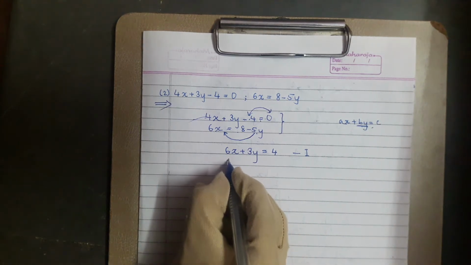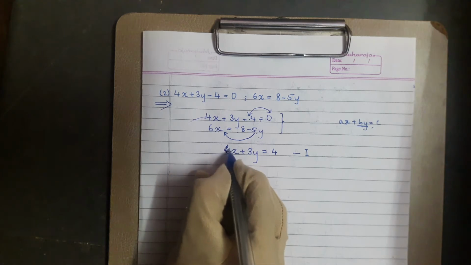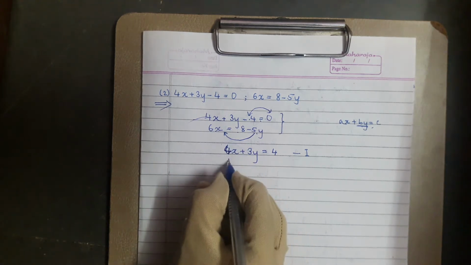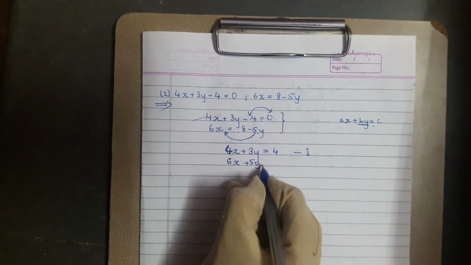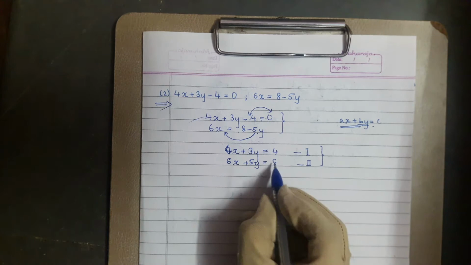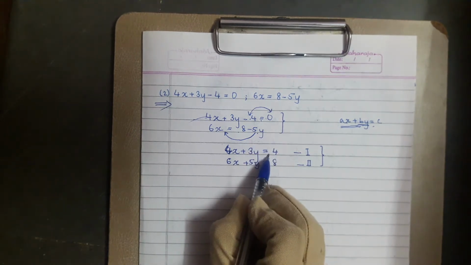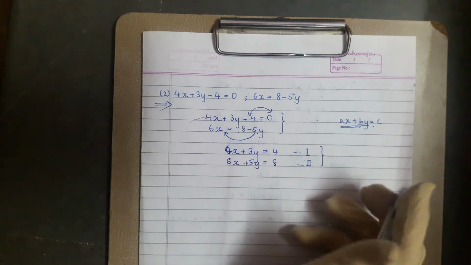Sorry, the first one is 4x actually. Now the second is 6x plus 5y is equal to 8. So this is your second equation. Now observe these equations and the standard form. Your given equations are now reduced to the standard form. So now you can apply Cramer's rule.